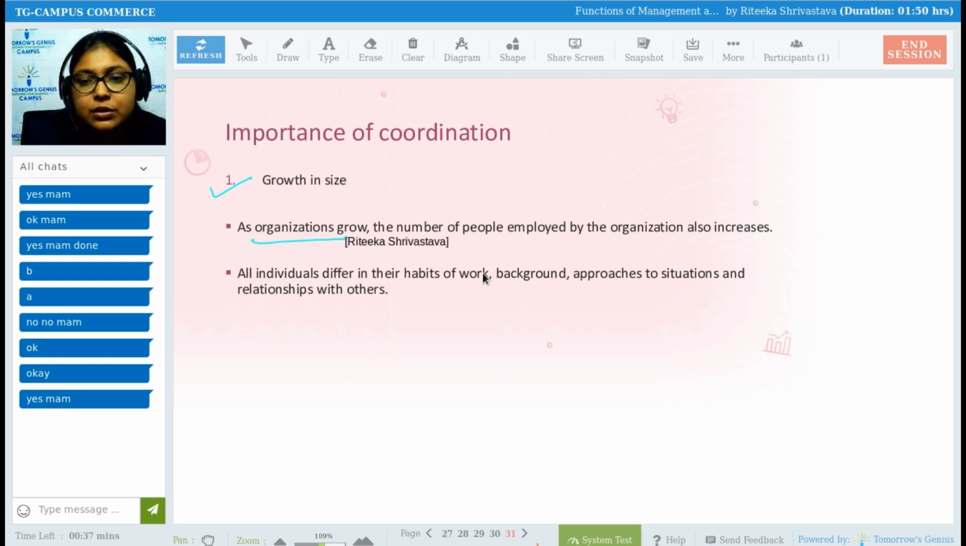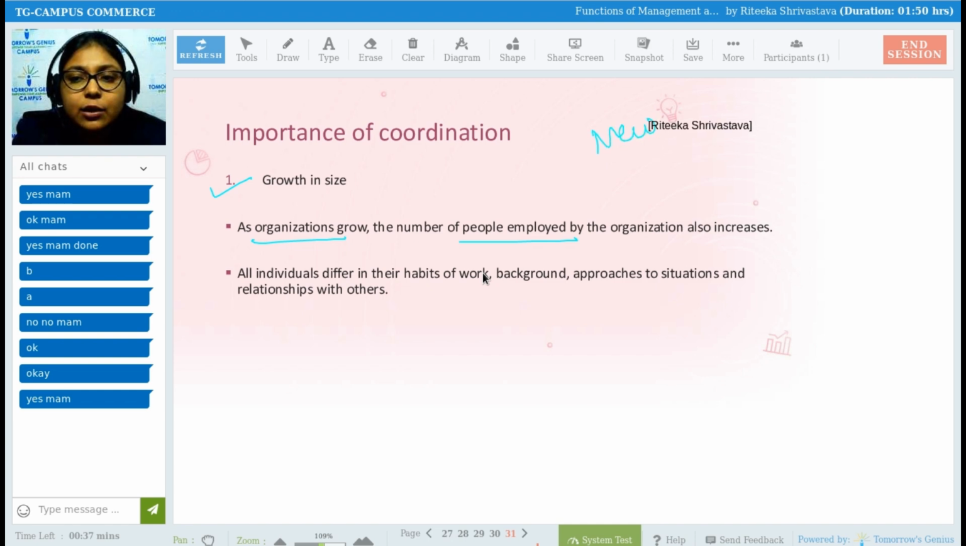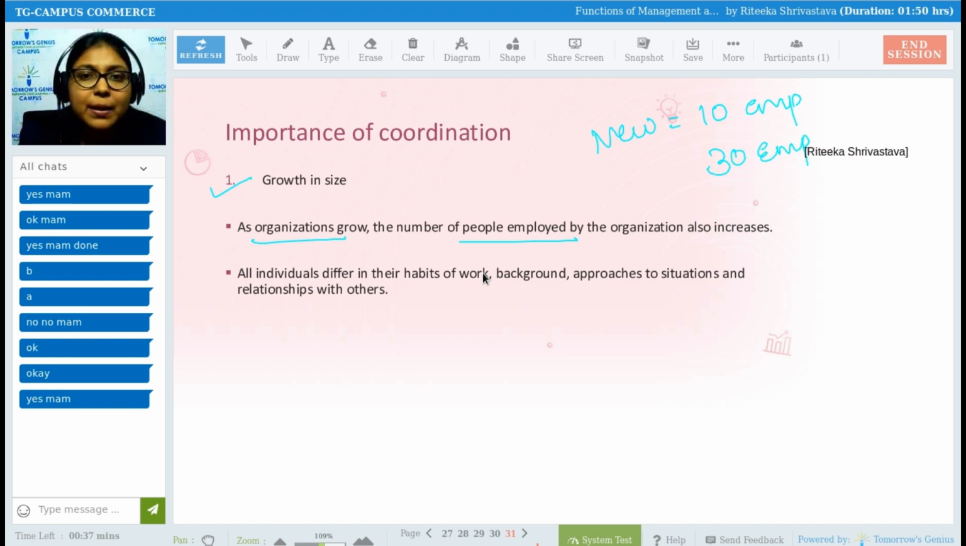As the organization grows, the number of people employed by the organization also increases, right? When an organization has just begun and is new, it is possible that there are only 10 employees. Just an impractical example. But as time passes, after a year and a half, employees might increase to 30. Likewise, the number of employees will keep increasing in the organization.